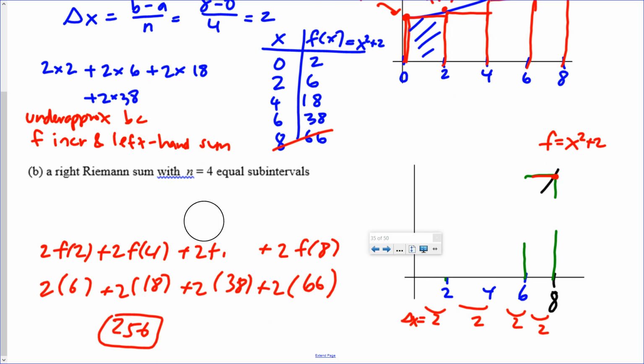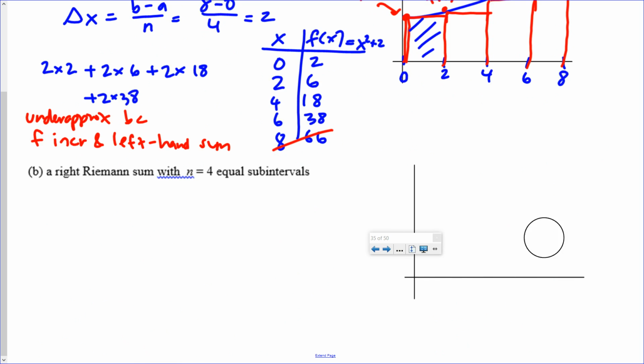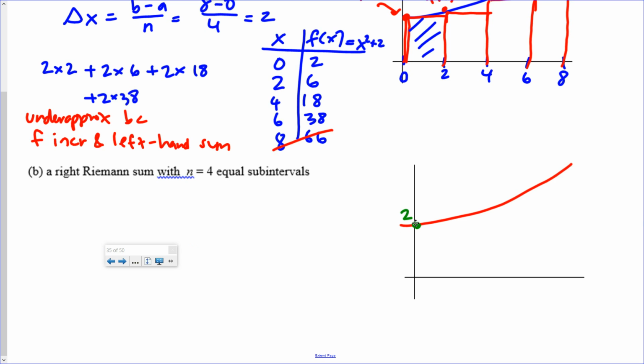If we went to a midpoint, so this should be 256, the right hand, just FYI, you can put that in your notes. If you did a midpoint, what would you get here? So again, this is a curve. I'm going to go 0, 2, 2, 6, 4, 18, 6, oops, that's 4, 6, 38, and go all the way up to 66. Now I have my points, so I can be a little bit more accurate. And again, you don't really have to be that accurate.